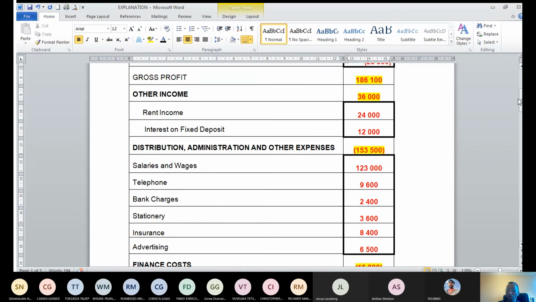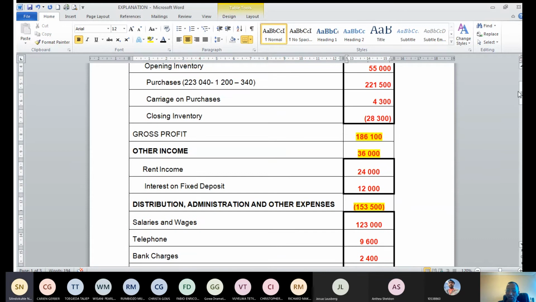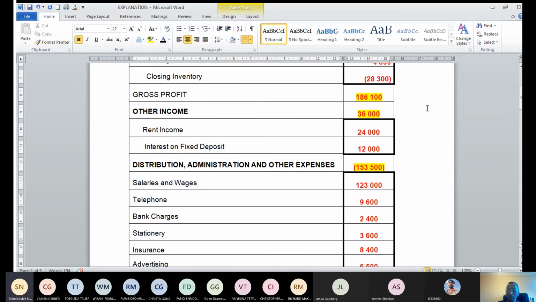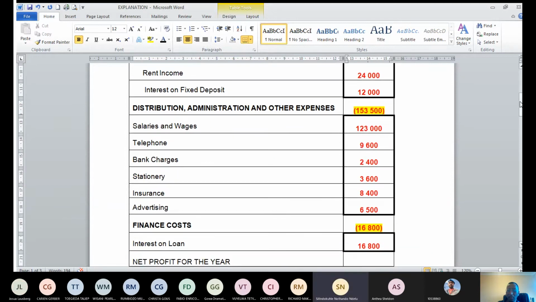So now we want to calculate what is the profit or the loss for the year. So you take the gross profit of 186,100 plus your other income of 36,000 minus your distribution, administrative, and other expenses of 153,500 minus your finance cost of 16,800.